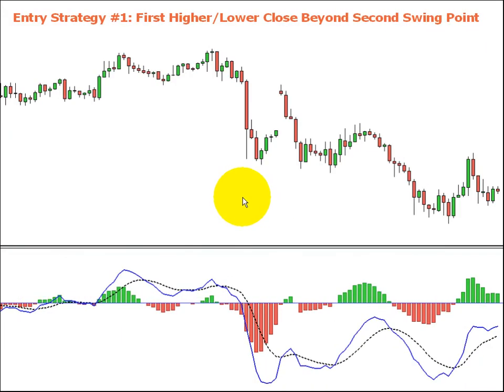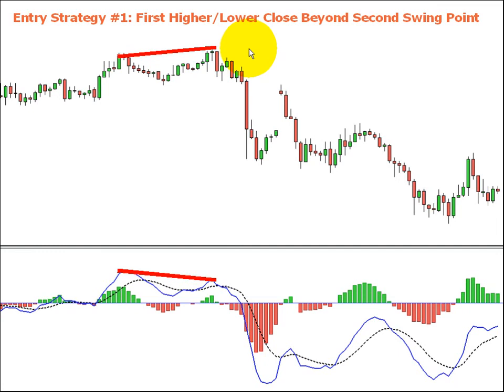Here's one entry strategy you can use with a divergence. We're going to draw a negative divergence pattern here, a swing high on MACD connecting back to a higher swing high, and then concurrently on price we have a swing high connecting back to a lower swing high, and those are resistance lines that are divergent from one another. So we're expecting the market to fall. We're looking for lower prices.